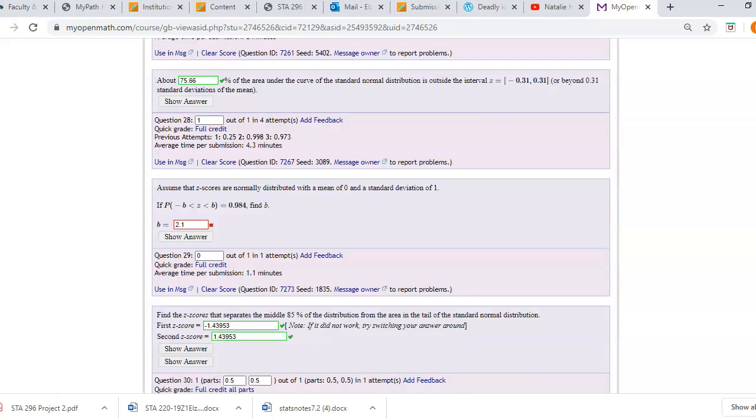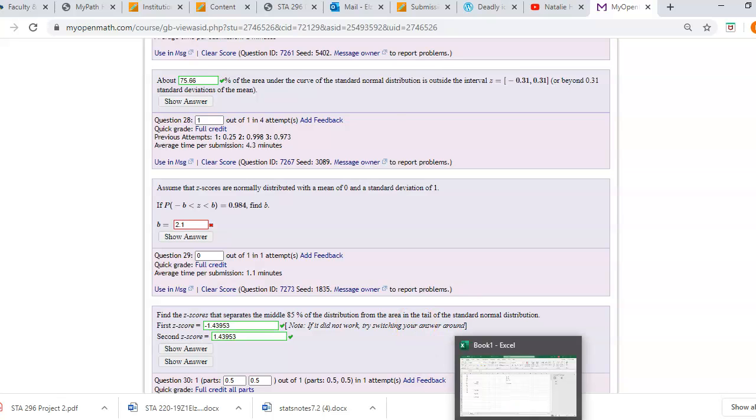All right, and then I think you had one other. Okay, so this was a z-score. So this means normally distributed, and of course we see the words normally distributed in the problem. Assume that z-scores are normally distributed with a mean of 0 and a standard deviation of 1. And we want to find the probability that z is between negative b and b, and the area under the curve between those two values is 0.984. Find B.